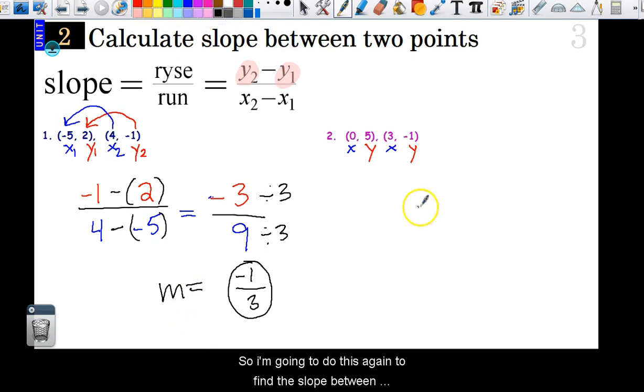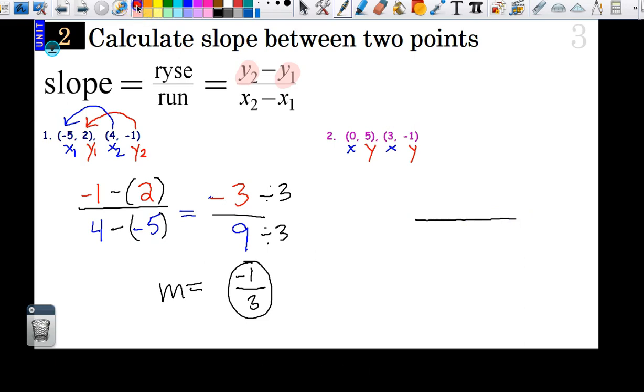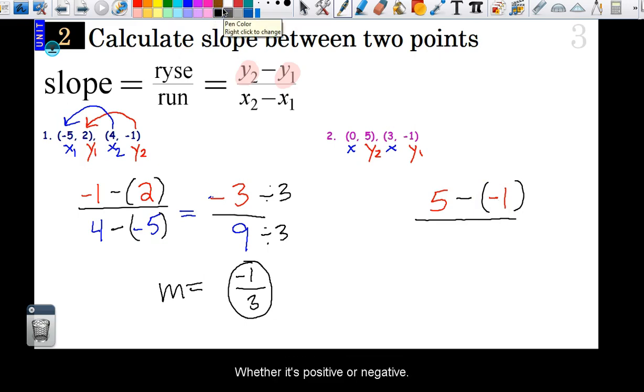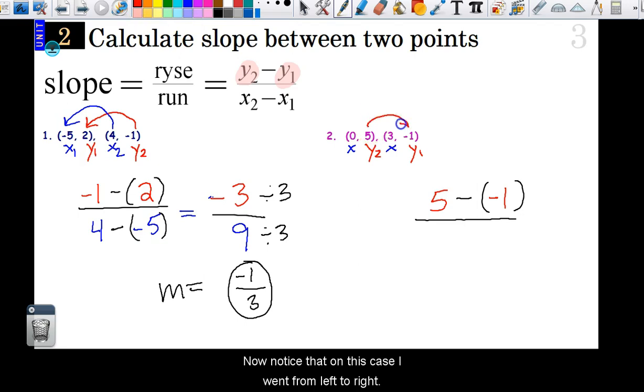So I'm going to do this again to find the slope between these 2 points. Again, I identify y2 and y1. I always go from right to left, but I want to show you that it's possible to go this way. So I could do 5 subtract negative 1. And again, I'm going to put that in parentheses to remind myself that I need to pay very close attention to the sign, whether it's positive or negative. Now notice that in this case, I went from left to right, and that's okay as long as on the denominator for x2 and x1 I do the same order.